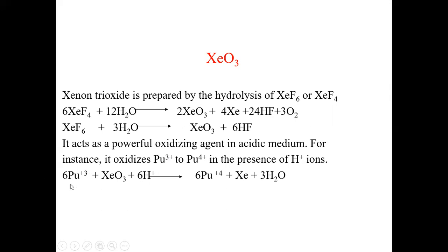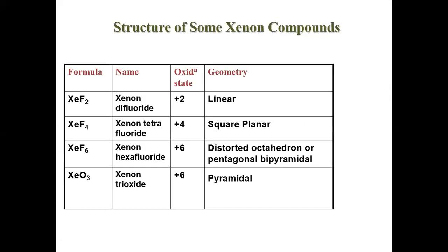You can see the reaction: 6 plutonium ions, xenon trioxide, and 6 H+ ions give 6 plutonium, xenon, and water. So this is the way xenon trioxide is prepared, and its property. From tetrafluoride we are able to prepare it by hydrolysis, and from hexafluoride also we are able to prepare xenon trioxide.